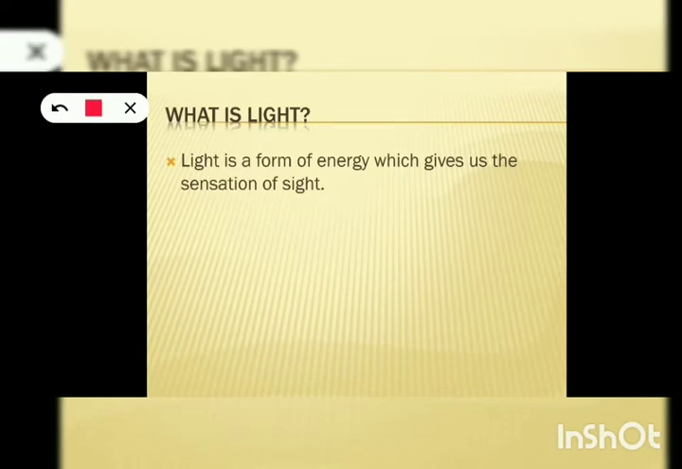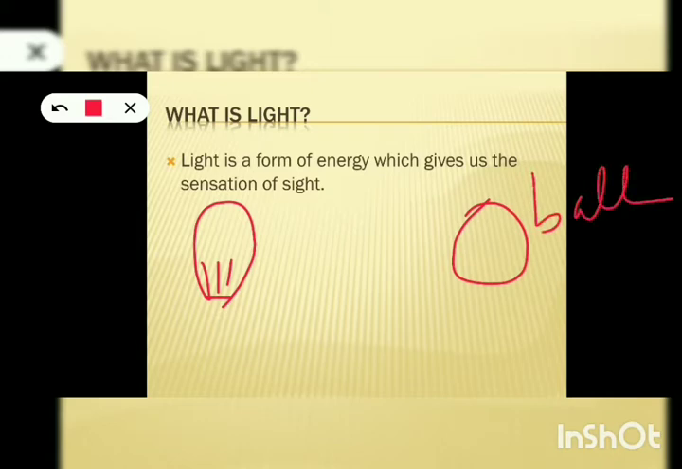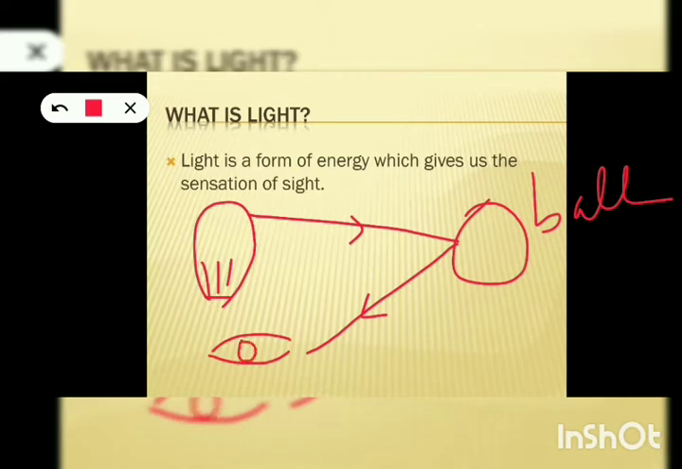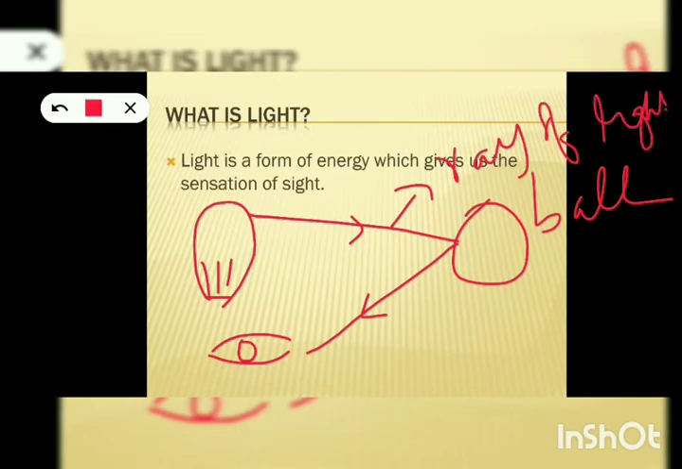So consider the simple example. Here we have a light source. It can be a bulb or candle or anything. Here you have that object. Let it be a ball. Light from this light source falls on the object and is reflected back. This reflected light is received by our eyes. Thus, we are able to see this ball. And this is the path of light. The path of light is known as ray of light. And you might have studied in your lower classes, light always travels along a straight line path.